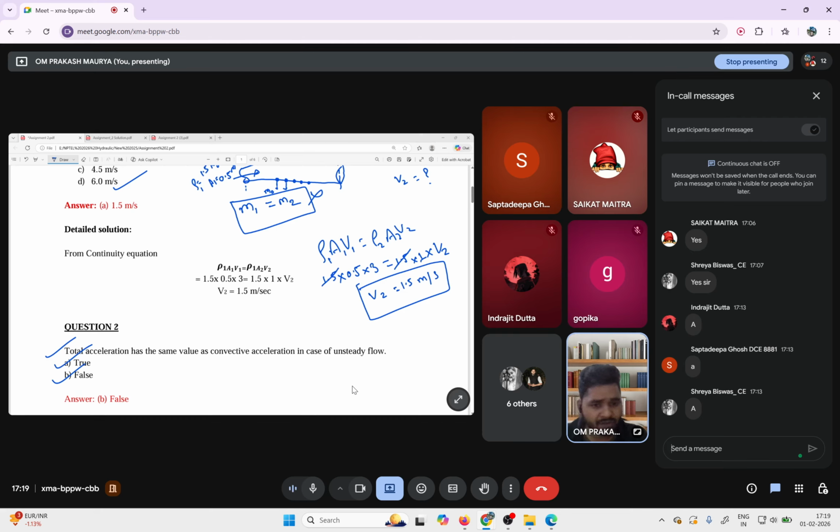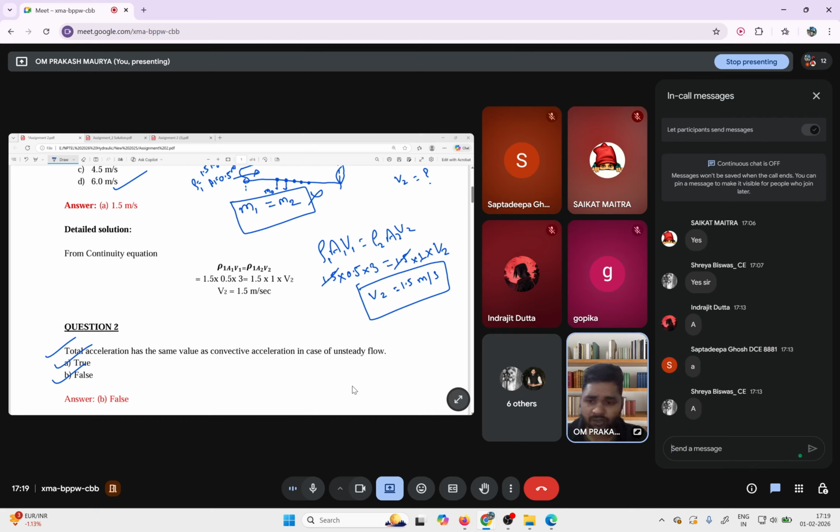So what is the total acceleration? Even though nowadays AI is very, very important in your study, if you use it effectively, not believing AI any time, you can understand things very well using AI. It depends on you, please.